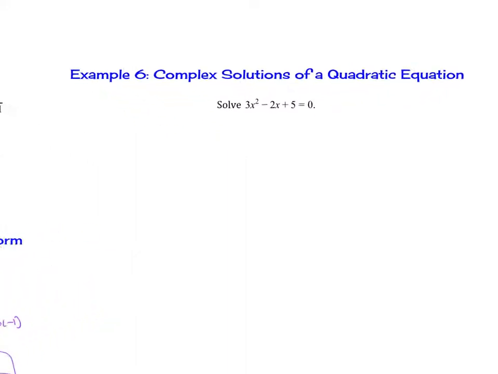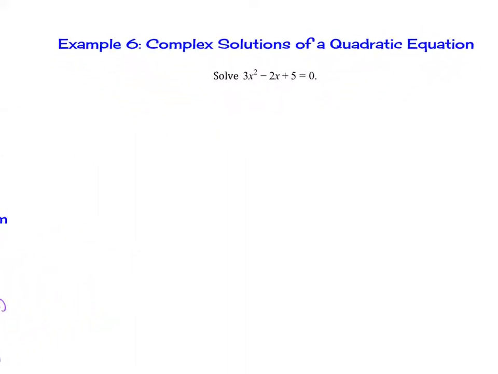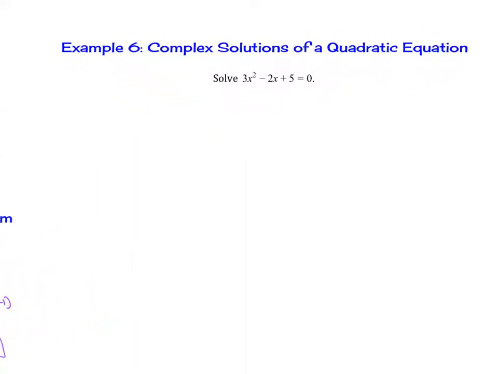The last thing we're going to do is complex solutions of a quadratic equation. So what you're going to do is just use the quadratic formula and then simplify, making sure that you're splitting up the real parts and the imaginary parts. So let's do this first example. Let's see, x equals 2 plus or minus the square root of -2 squared minus 4 times 3 times 5, all over 2 times 3.